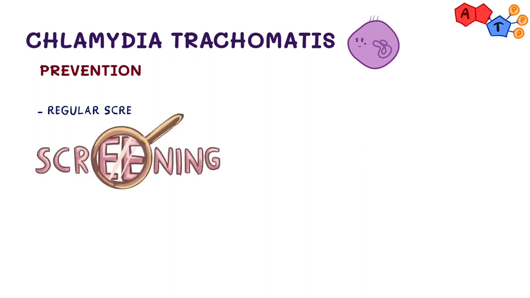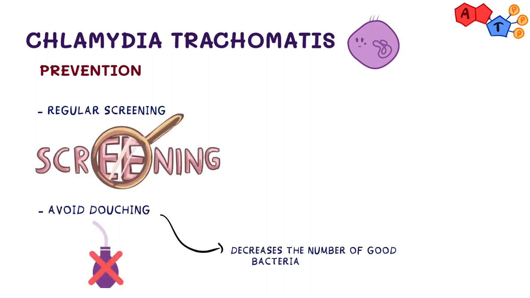We've discussed everything about chlamydia. Now the question is, how can we prevent it? It can be prevented with regular screening, and avoiding douching, because douching decreases the number of good bacteria in the vagina.